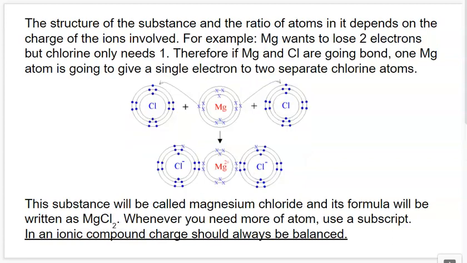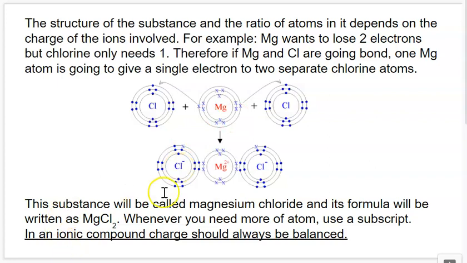So the structure of a substance is dependent on the ratio of the atoms, and sometimes it's not 1-to-1. So for example, magnesium, which is an alkaline earth metal, which is in the second column on the periodic table, has 2 valence electrons. So it'll have a tendency to lose 2 to get a full outer shell. But since chlorine only needs 1, if Mg and Cl are going to bond, one Mg atom is going to give 1 electron to one chlorine atom, and it's going to have 1 left over. So it's going to be able to give a second one to a second chlorine atom. So the resulting structure is going to have a single magnesium 2+ ion attached to 2 chlorine 1- ions.